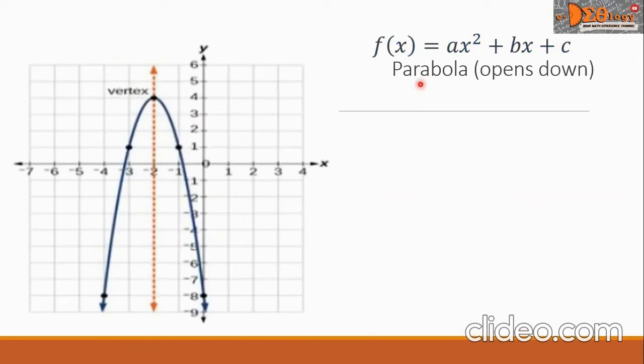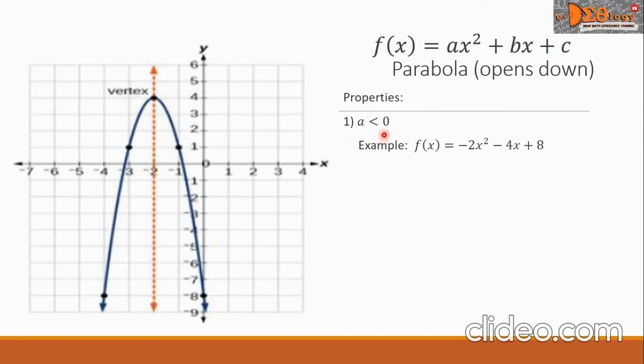Now let us have the parabola that opens downward. The vertex is now on top. And let's begin with our property number 1. a is less than 0. It means a is negative.